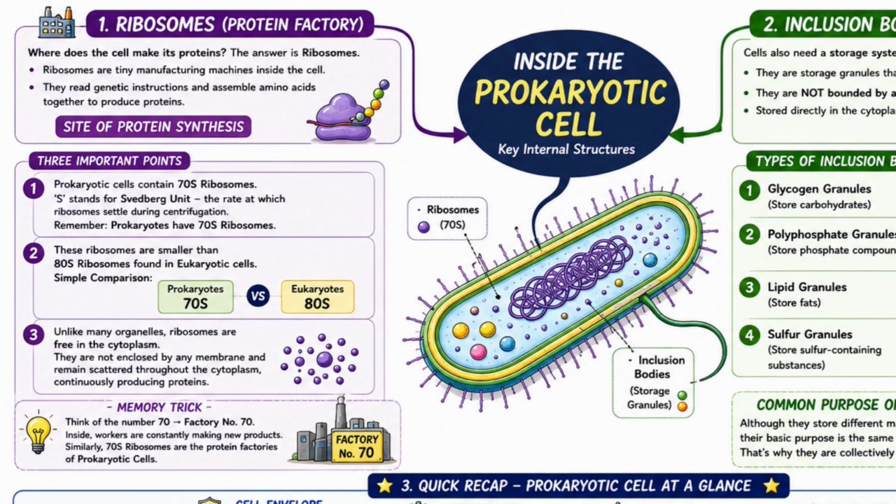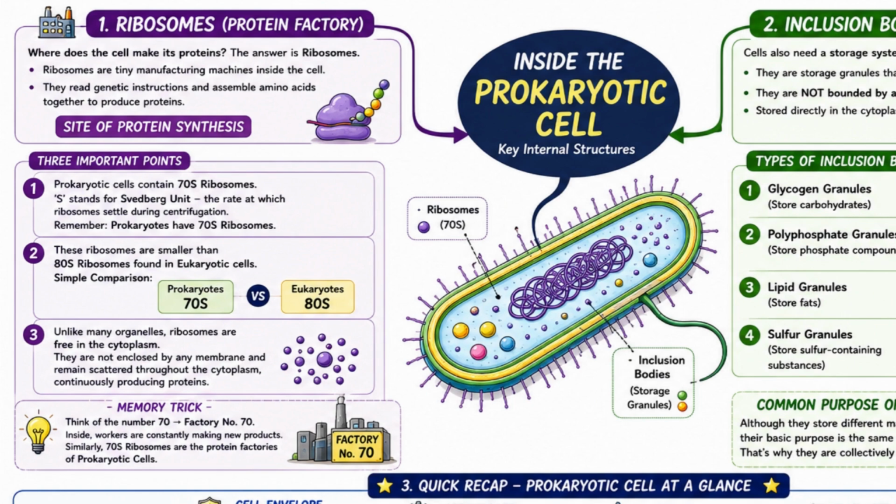Second, these ribosomes are smaller than the 80 S ribosomes found in eukaryotic cells. We'll understand eukaryotic ribosomes in the next part. For now, just remember this simple comparison. Prokaryotes 70 S. Eukaryotes 80 S. Third. Unlike many organelles, these ribosomes are free in the cytoplasm. They are not enclosed by any membrane. Instead, they remain scattered throughout the cytoplasm, continuously producing proteins whenever the cell needs them.